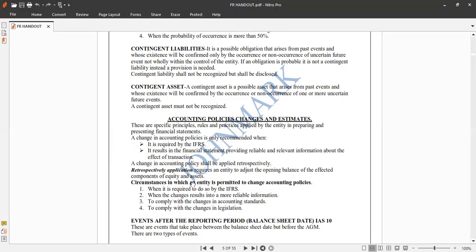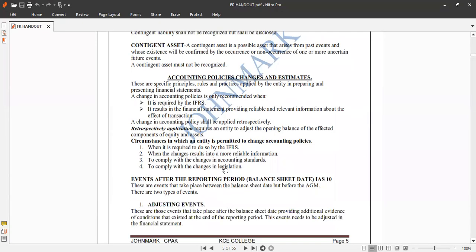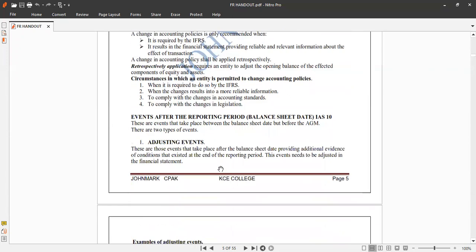Good. Now, what are the circumstances in which an entity is permitted to change its accounting policies? We have said that number one, only when required by IFRS, and then number two, when the change results in more reliable information, also to comply with changes in accounting standards, and then to comply with changes in legislation. Legislation, because different countries have different legislation. So in case there is a change of legislation, you might be required to change your accounting policy.